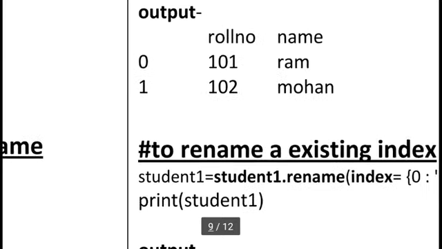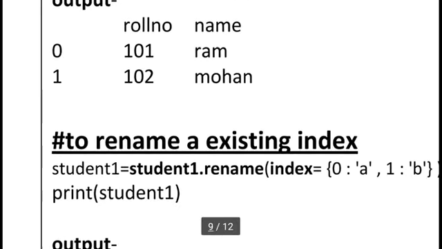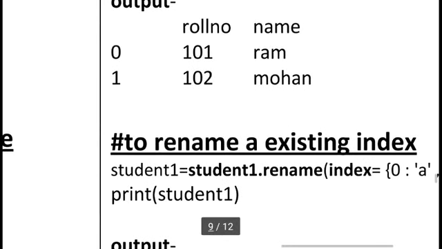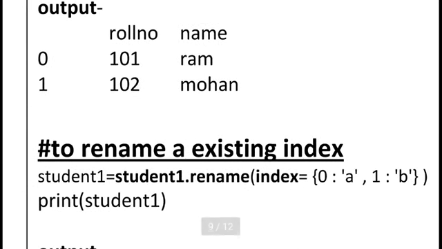So here I am renaming my existing index. Here I am using student1 is equal to student1.rename. I am using rename, not append, not pop, because our operation is changed. So here I am using student1.rename, and you can see I want to change the default index 0, 1. So I am writing index is equal to, because it always uses the dictionary concept. So keep in mind, in curly braces, 0 is our existing index value, colon, after that we can use in single quotes 'a'.